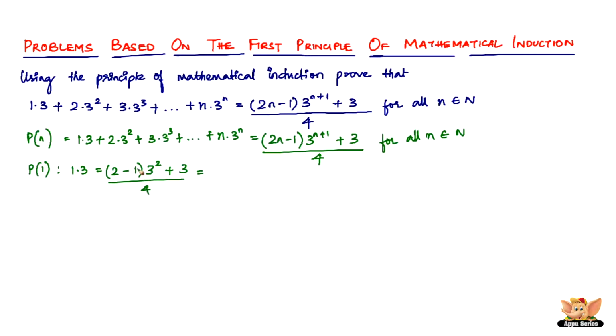So we have 2 minus 1 is 1. 1 times 3 square. 3 square is 9. So 9 times 1 is just 9. 9 plus 3 is 12. And 12 divided by 4 is 3. So here we are. 1 times 3 is 3, which is equal to 3. So we've got that P of 1 is true.